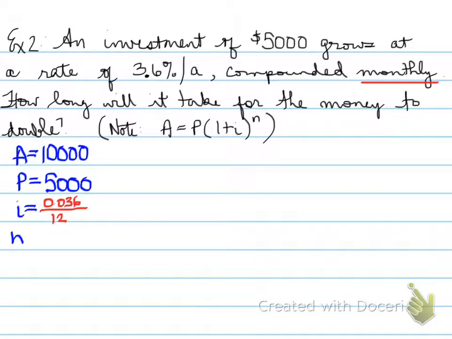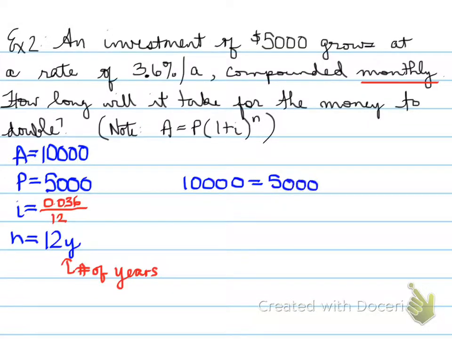n is the time. How long do we have this money invested for? Well, the time we have it invested for is a certain number of years. But every year you have it 12 times where the money is invested. So 12 times y, where y represents the number of years, and 12 represents 12 times a year we're going to have the money reinvested. So when you set up the equation, you're going to set 10,000 equal to 5,000 times (1 plus i) to the power of n. And we're going to solve for n.